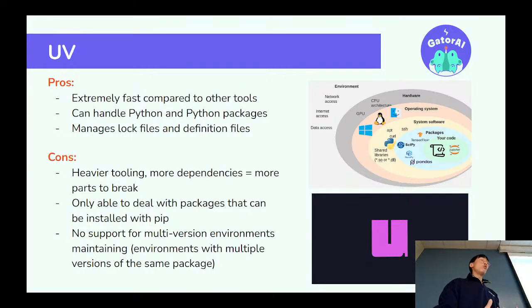Some cons to UV, right, is that it's heavier tooling. It's a third-party library not included with the Python installation, and that means there's more dependencies to UV, right? And more dependencies means essentially more parts that can break in your project. It's only able to deal with packages that can be installed with pip, and there's also no support for multi-version environment maintaining. Multi-version environments are environments with multiple versions of the same package within one environment. That's a more complex project you would have, but some people want that. And so UV doesn't have this.